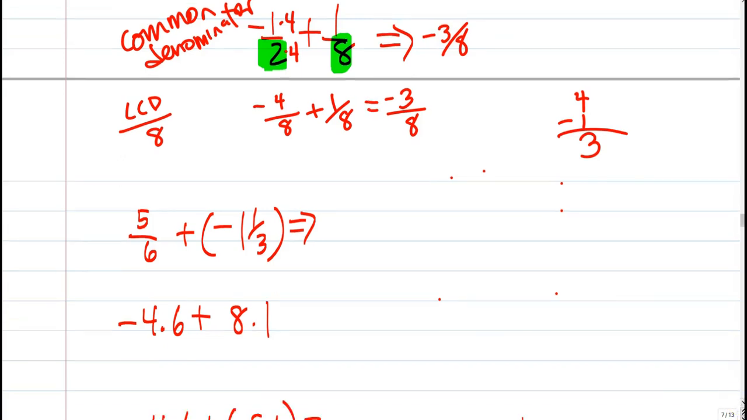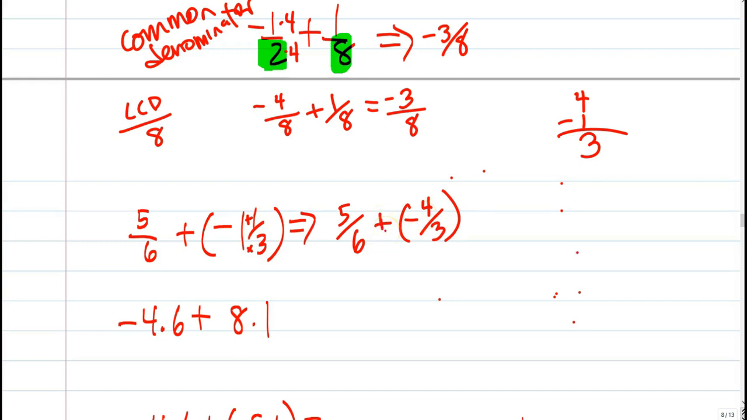5/6 plus negative 1 1/3. Now first of all, I'm dealing kind of with a fraction, but the issue here is that the second one's not really looking like a fraction. You need to know how to turn a mixed number into a fraction. So we need to multiply and add: 1 times 3 is 3, plus 1 is 4. Keep it as a negative. So now I've got 5/6 plus negative 4/3.